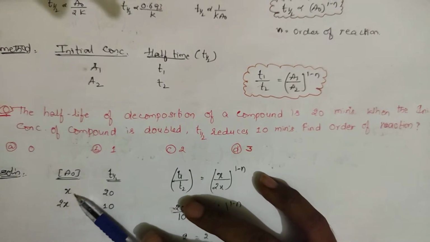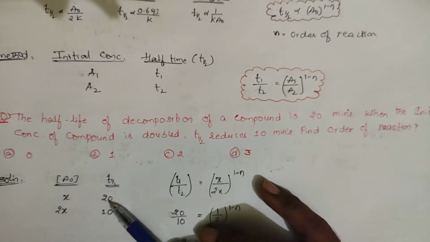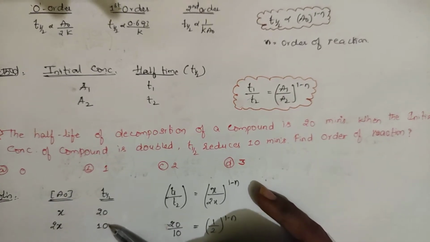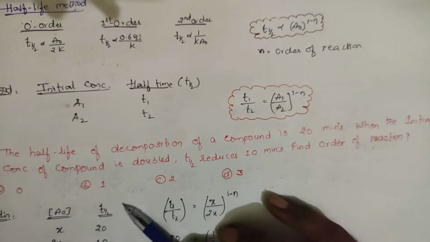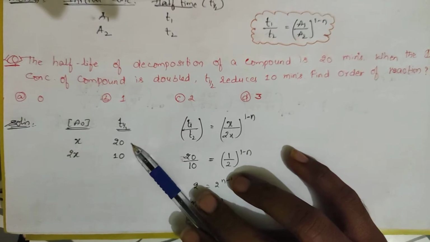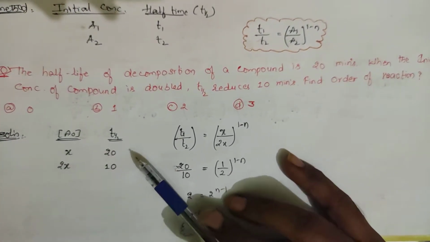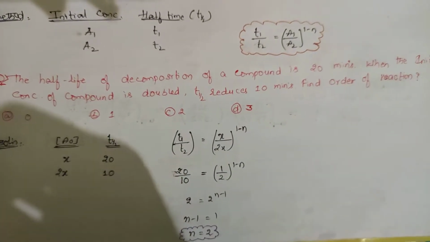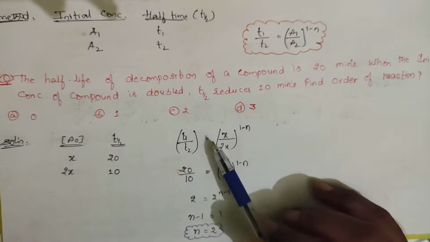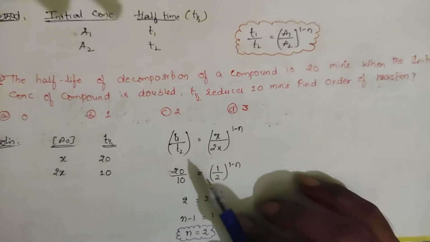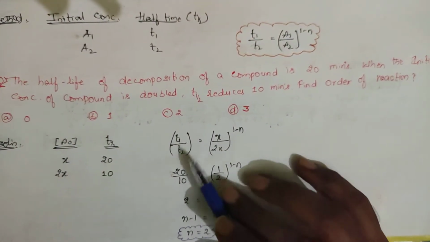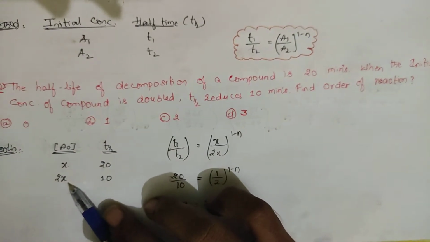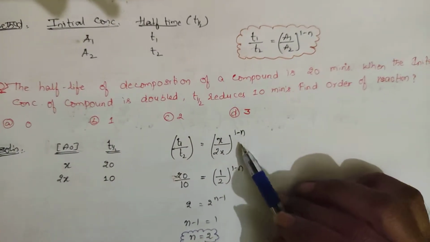Initial concentration is A when the T half is 20. When the concentration has been doubled, the T half has been reduced to 10 minutes. So T1 by T2 will be equal to x by 2x. T1 is 20, T2 is 10, and T1 is inversely proportional to 2x because this is the concentration. You will be getting inversely proportional, right? So that is 1 minus n.